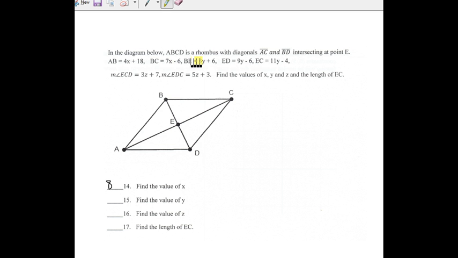Okay, the next set has BE. BE is right here. And ED. ED is right there. Because it's a rhombus, the diagonals bisect each other, which means that BE and ED are congruent. So once again, we can use our handy dandy thing here and figure out what to do from there. So we've got 3y plus 6 has to be equal to 9y minus 6. There, that order is better.